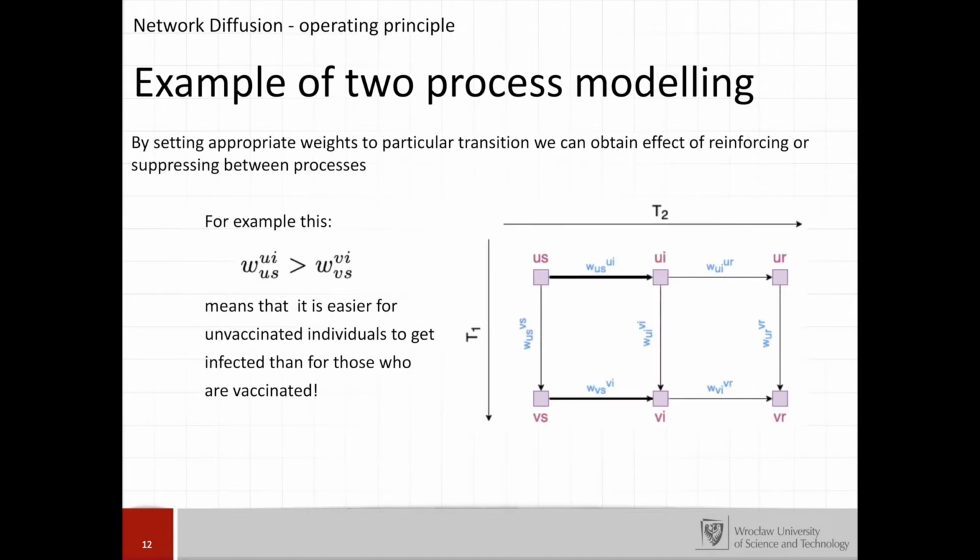Please note that if we were to assign appropriate weights to particular transitions that reflect the probability of state change in one process given the others, we could obtain the effect of reinforcing or suppressing between processes. For example, let us consider two presented transition weights. Their values relation means that it is easier to get infected for unvaccinated individuals than for those who are vaccinated. In other words, the vaccination process suppresses the illness process.